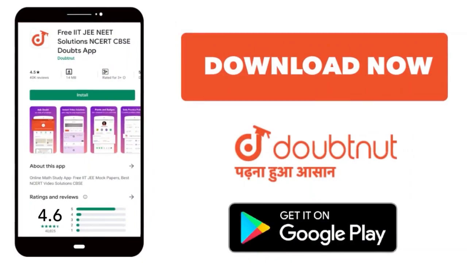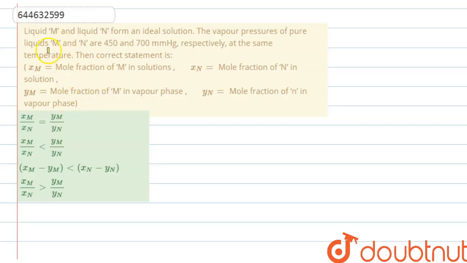Download Doubtnut app today. Hello guys, in this question it is saying that liquid M and liquid N form an ideal solution, right? The vapor pressure of pure liquid M and N are 450 and 750 mmHg respectively, at the same temperature, right? We have to find out which statement is correct. Four options are given, and we have to find out which option is correct.